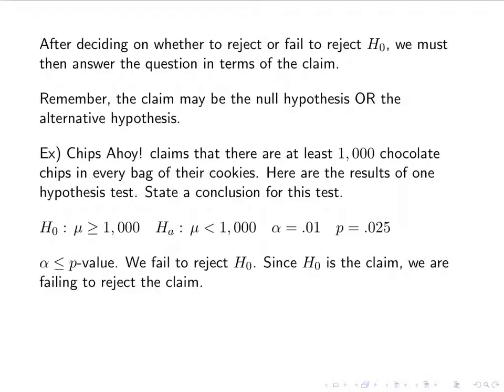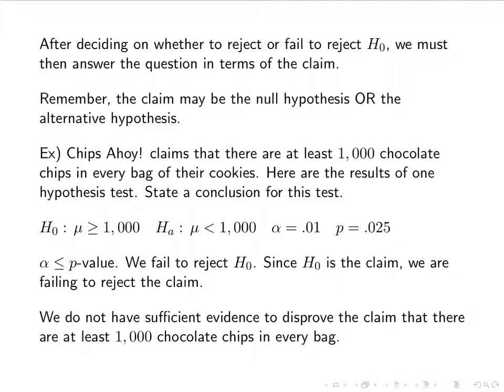So we're going to compare alpha and p. Alpha is less than or equal to the p-value. That means we fail to reject h0. Okay? And then since h0 is the claim, remember the claim is that there are at least 1,000 chocolate chips, that's the null hypothesis. So since h0 is the claim, we are failing to reject the claim. So we'd have something like, we do not have sufficient evidence to disprove the claim that there are at least 1,000 chocolate chips in every bag. Or something like, we are fairly confident that there are at least 1,000 chips in every bag. Okay.